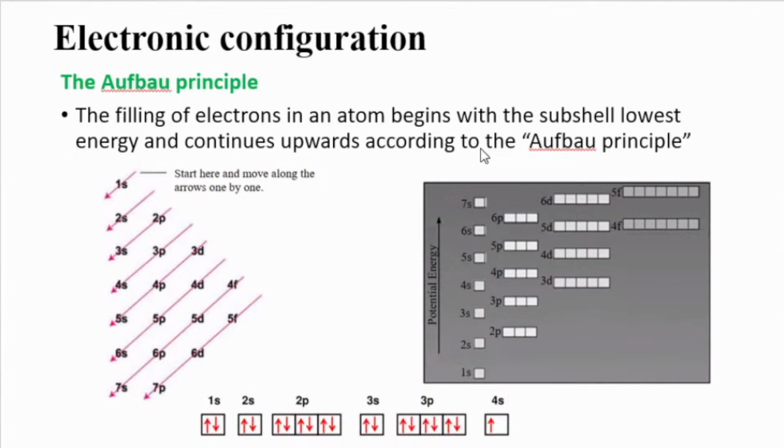Many of you have done it correctly, but some filled 3P and then added 3D. That is incorrect. After 3P, 4S is filled. After 4S, again 3D. You need to memorize this one.